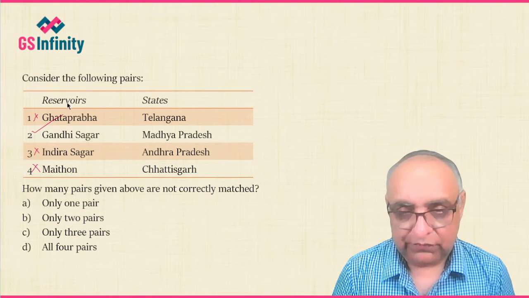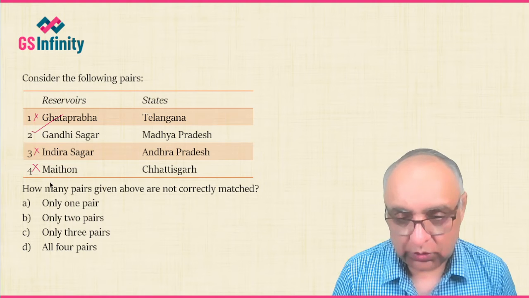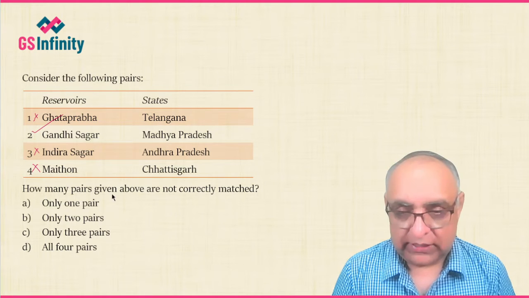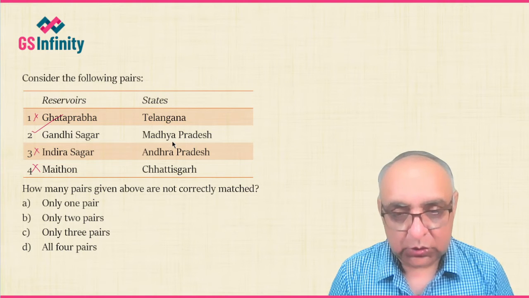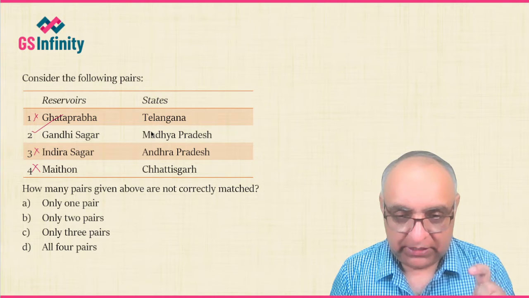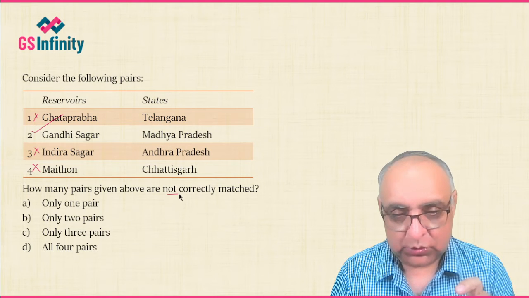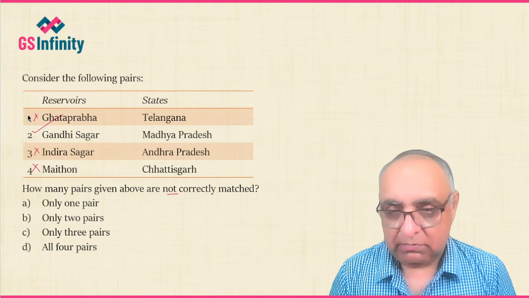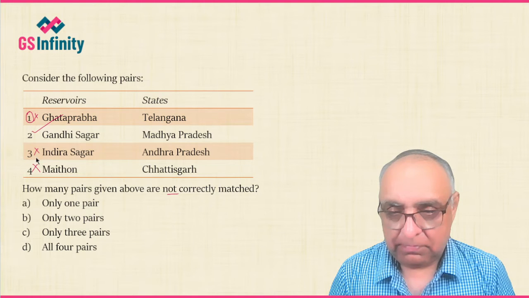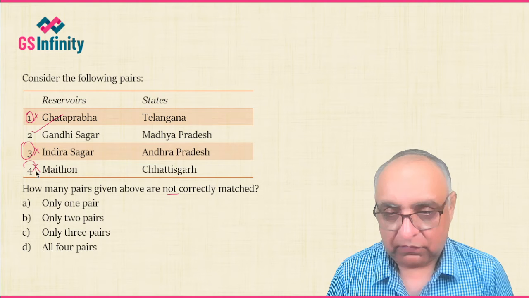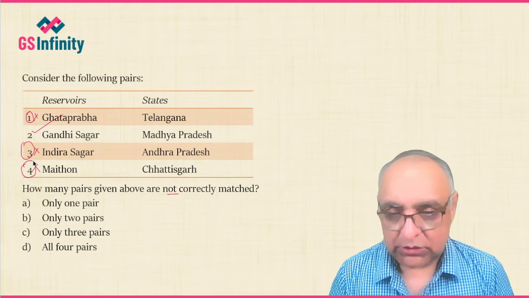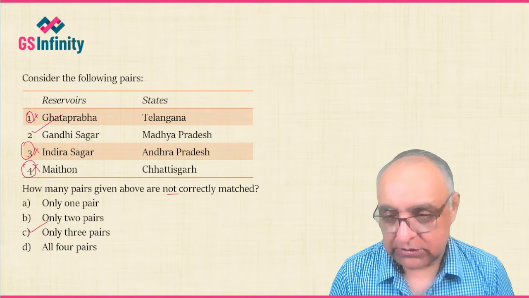So out of the 4 given pairs, only one pair is correct. What is asked here: how many pairs given above are not correctly matched? So we need to find the pairs which are not correctly matched. So 3 pairs, that is pair number 1, pair number 3 and pair number 4. These 3 pairs are not correctly matched. So therefore our answer becomes only 3 pairs.